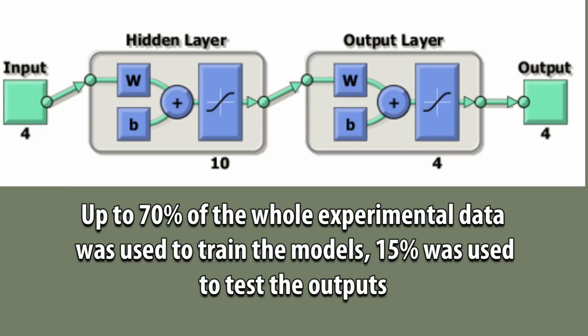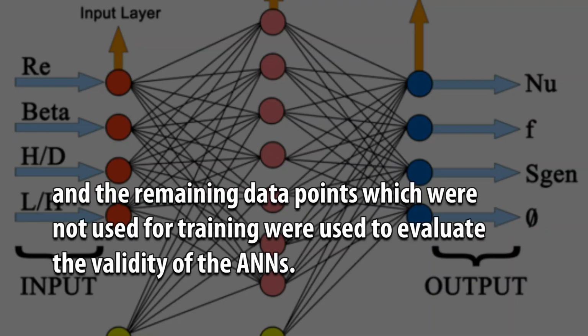Up to 70% of the whole experimental data was used to train the models, 15% was used to test the outputs, and the remaining data points which were not used for training were used to evaluate the validity of the ANNs.